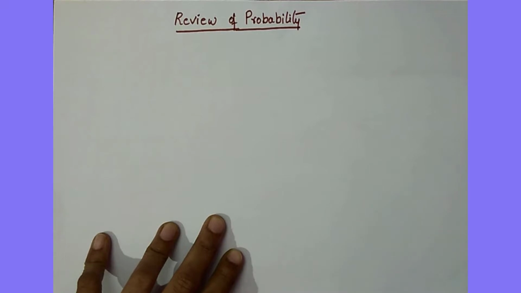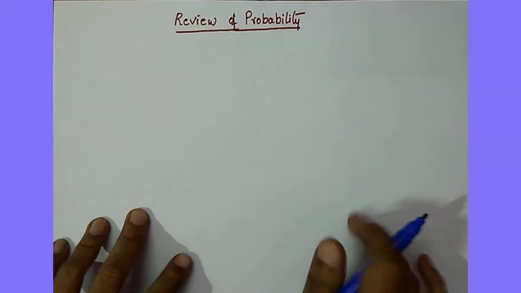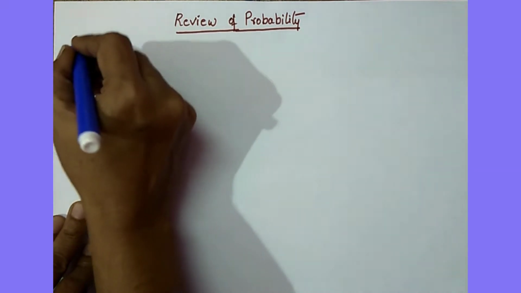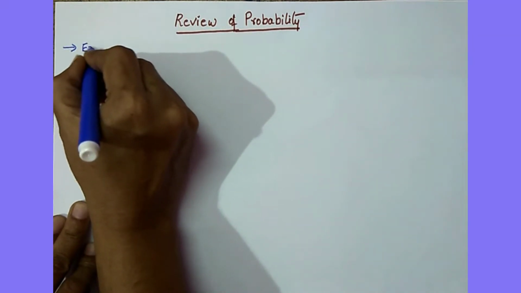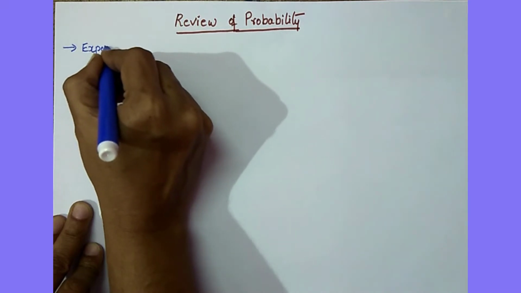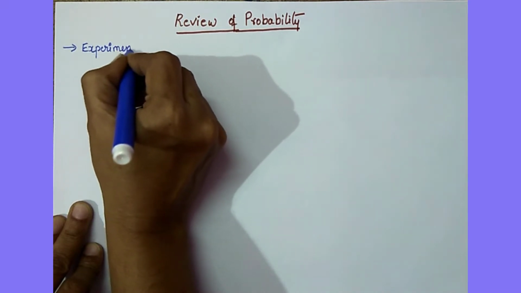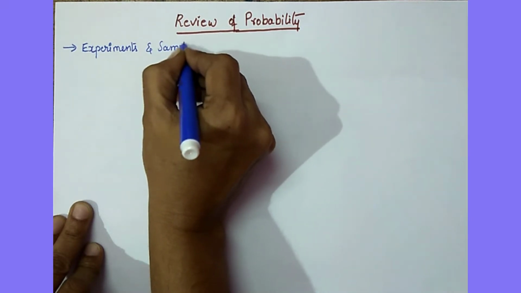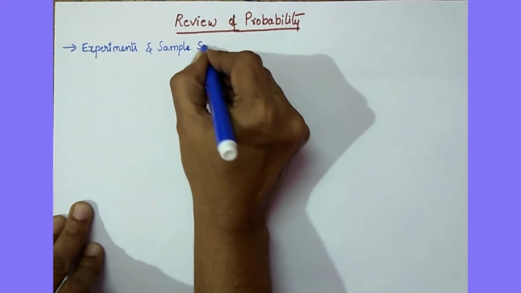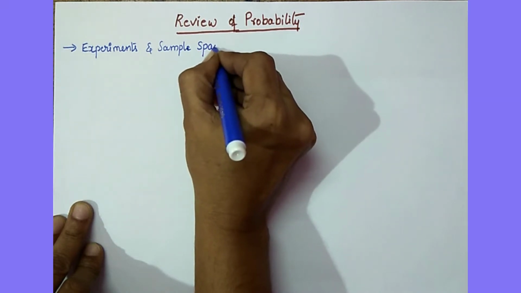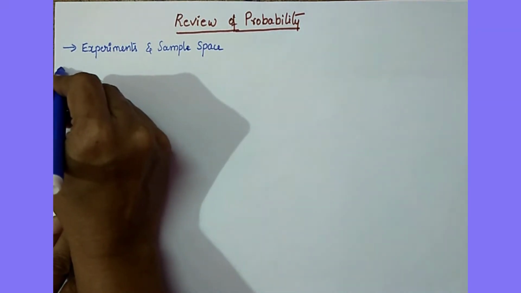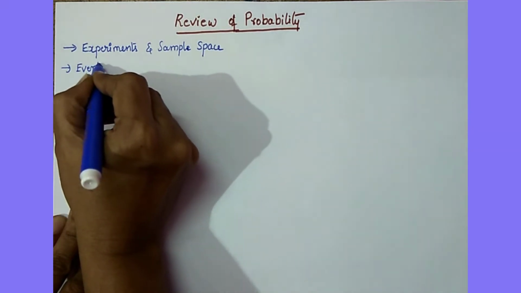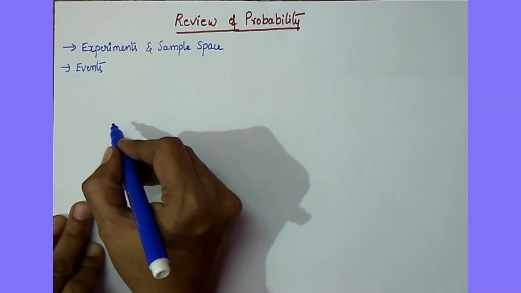Okay. In this concept, I'm going to cover the topics: experiments and sample space, regarding events, event and various types of events.